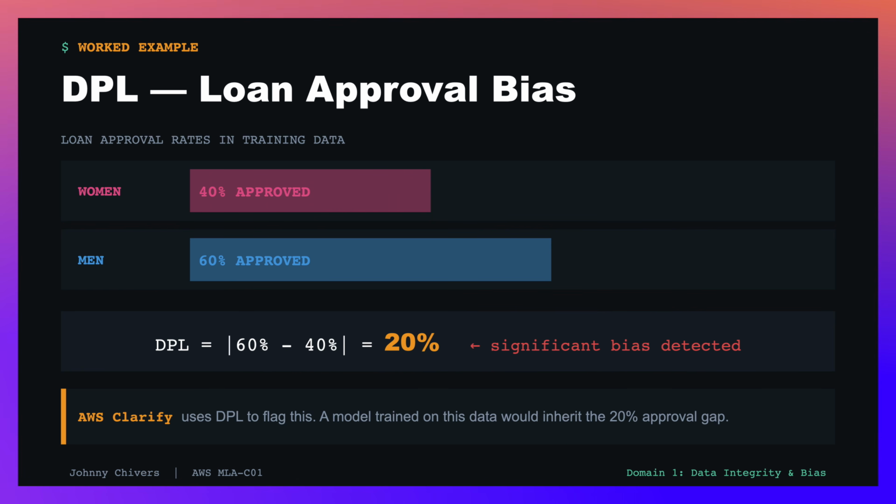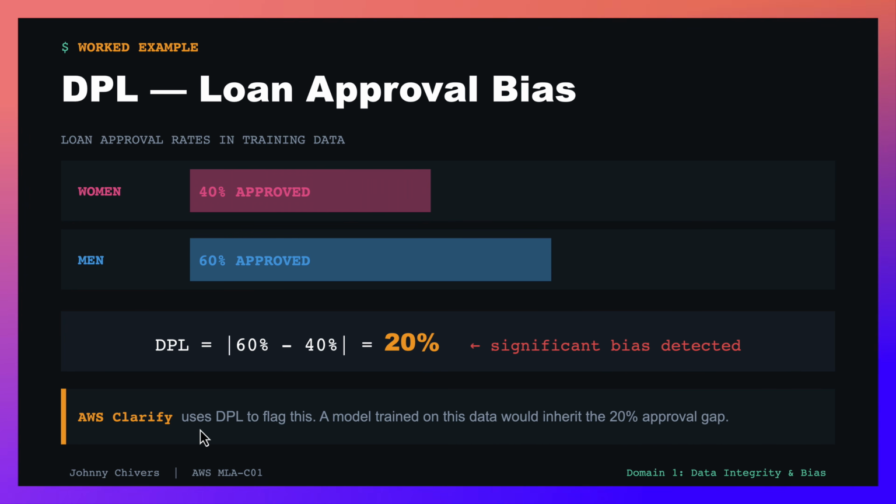I have laid out this slide to give an example of what it is. In this example, I'm looking at loan rates approved in training data. So 40% of women have loans approved, 60% of men have loans approved. The DPL is equal to the 60% minus the 40%, which gives you 20%. This indicates significant bias detected between the labels, between men and women. There are significant differences, where women get approved at 40% and men get approved at 60%.